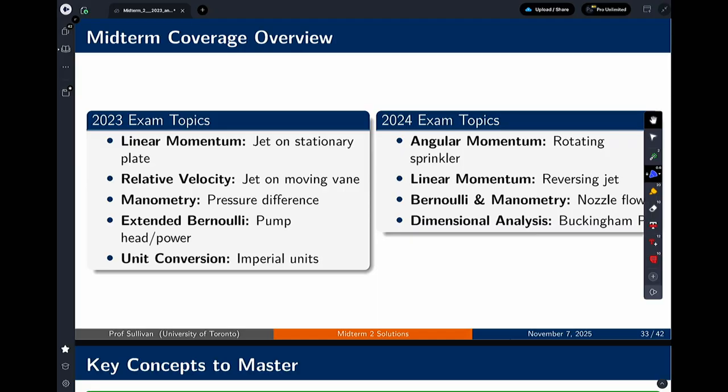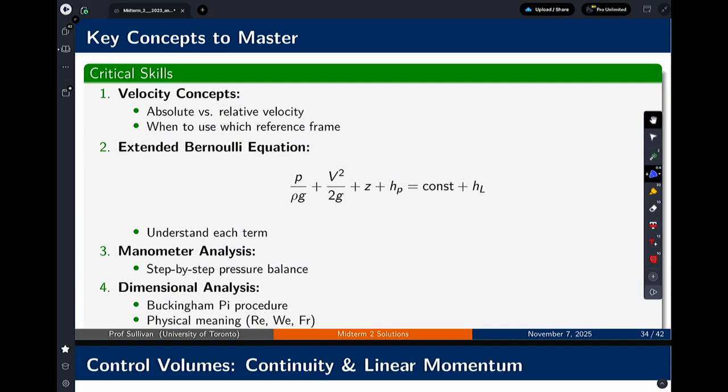calculations. And if you're dealing with a dimensional problem, you should always have that. In 2024: angular momentum, linear momentum, Bernoulli and manometry, dimensional analysis. Everything changes year by year, but you can see where the scope of this is. Velocity concepts, everything really, just as a reminder, absolute versus relative velocities.